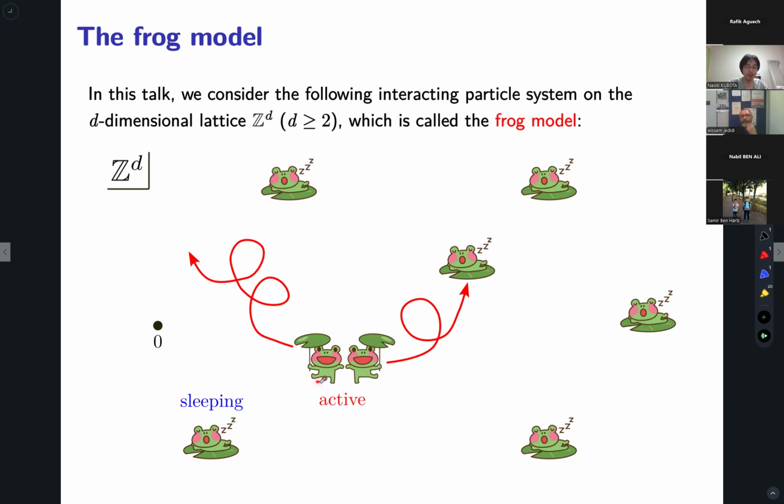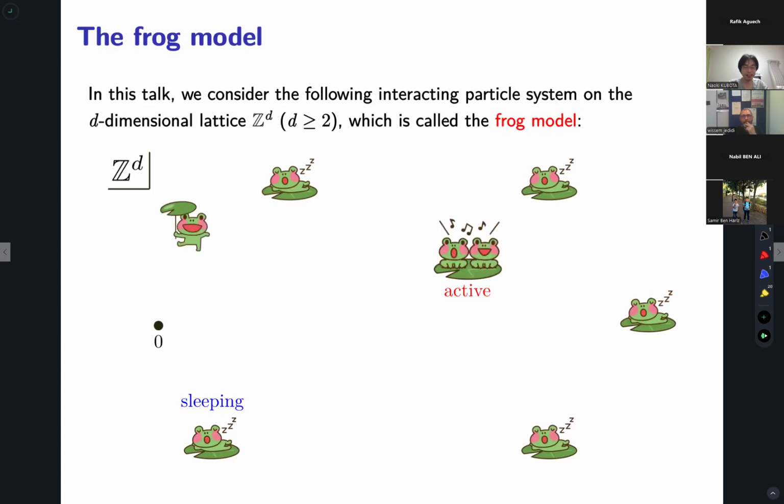This active frog goes in this direction, for example, and this other active frog meets a sleeping frog at some point. Then this sleeping frog wakes up and becomes active. At this stage, we have three active frogs. Question: when a frog is active, will it be active for all the rest of time? Yes, once a sleeping frog becomes active, it is active forever and performs a simple random walk.